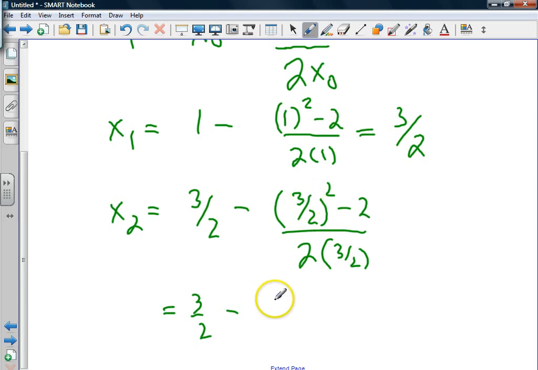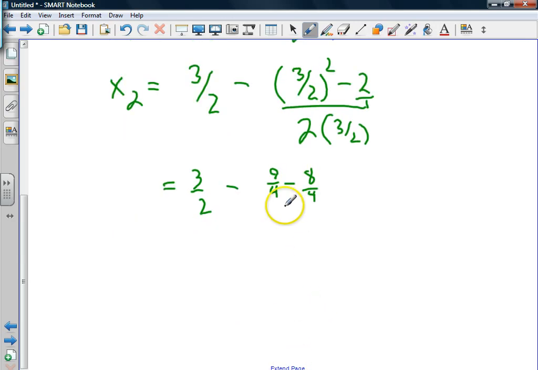9/4. Okay, so I want 9/4 minus, I need a common denominator. This is 2 over 1. What is it in fourths? 8/4. So I got 9/4 minus 8/4 over, well, what's 2 times 3 halves? 6 halves, because that's really 2 over 1 times 3 over 2, multiply across. Numerator times numerator, denominator times denominator, 6 halves. And what is this difference up here? You could, but I'm being more general. You want to make it 3? You could do that. Or 3 over 1 if you like.